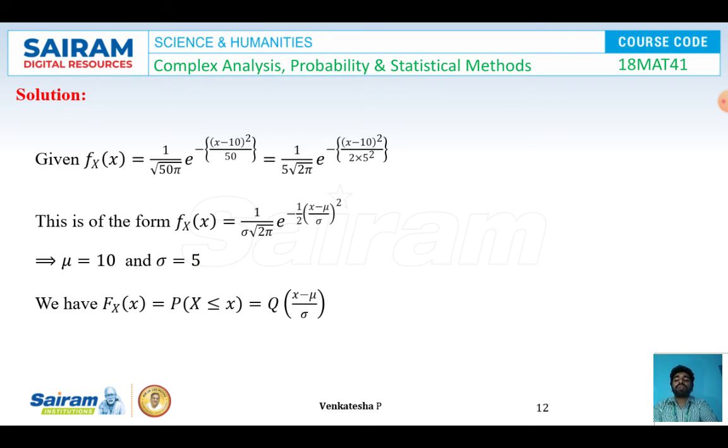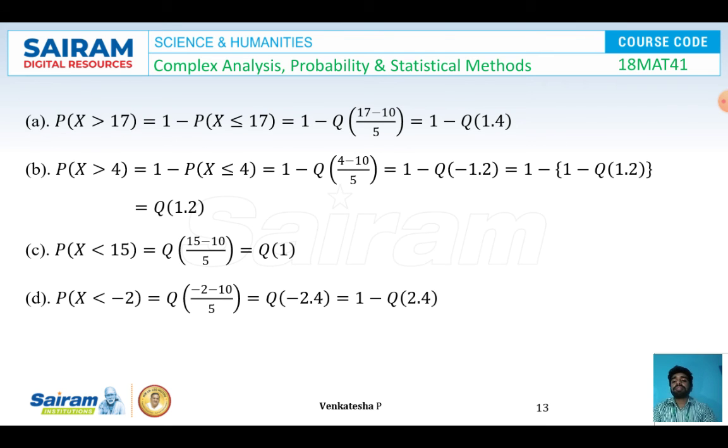So now take the CDF equation of the normal distribution. It is given by F X of x is equal to P of X less than or equal to x. It is given by Q of x minus mu by sigma. So now in this expression, I am going to replace mu is equal to 10 and sigma is equal to 5. I will be getting Q of x minus 10 by 5. So now we'll start finding one by one. The first thing I'm going to find is the value of P of x is greater than 17.